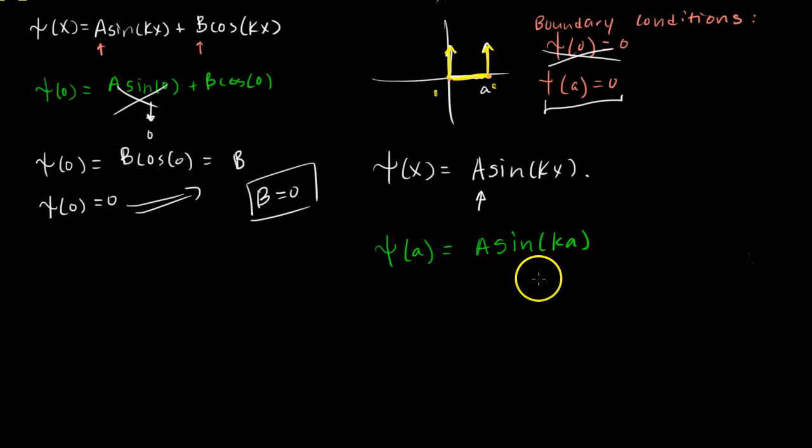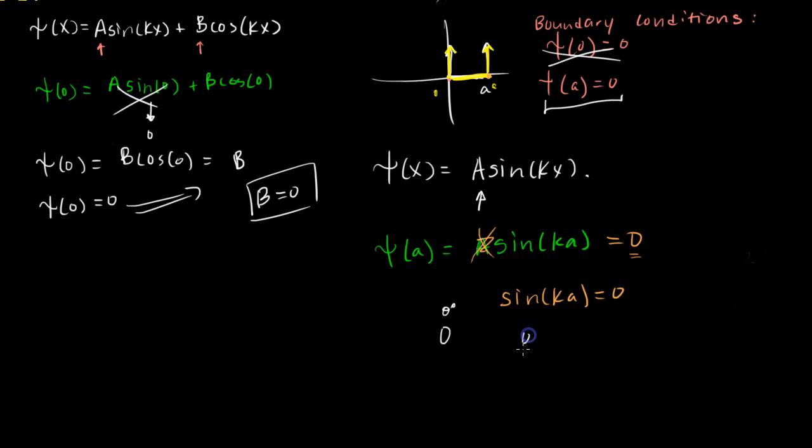Nothing is canceling out here, so what do we do? We just use this little trick we have here. This is equal to 0, remember? We don't care about this a right now. Forget it. We want to know when sine of ka is equal to 0. And if you studied trig before, then you would know when sine of anything is equal to 0. Let's just see. Let me write this as a theta, an angle.